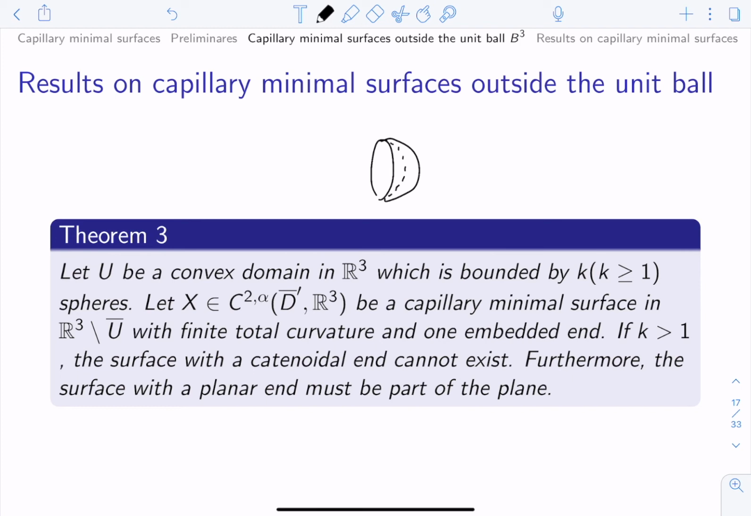And also we are considering a capillary minimal surface in R3, outside this domain, with finite total curvature and one embedded end. So if K is bigger than 1, then the surface with a catenoidal end cannot exist. Furthermore, the surface with a planar end must be part of the plane.